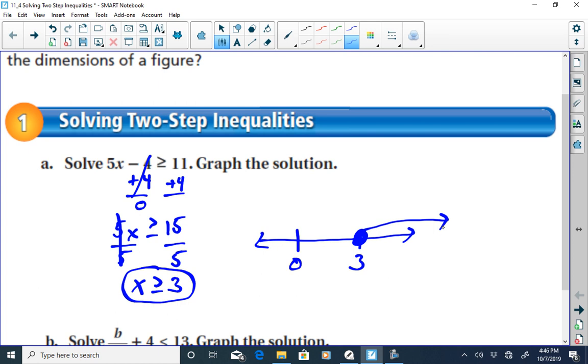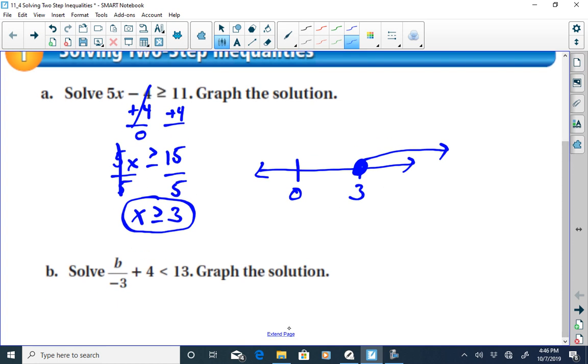Now I'm going to check my solution with a value that's in there. So let me try a value like 5, because 5 seems to be in my solution set. If I replace x with 5, I would get 5 times 5 is 25. 25 minus 4 is 21. Is 21 greater than or equal to 11? Yes, it is. So I feel pretty good about that first problem.